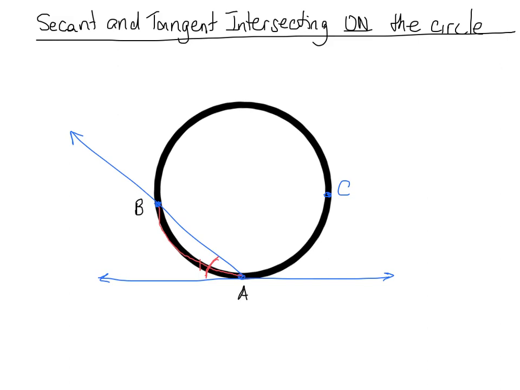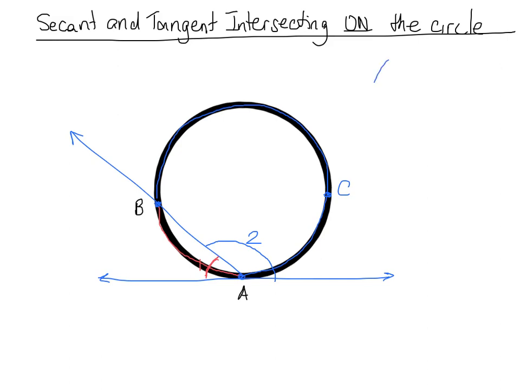Over on the other side, angle, let's call it 2, this is a big angle, is going to be half of this intercepted arc right here, going all the way around to where it meets the tangent. All right, so let's look at an example just to be sure that we understand this.